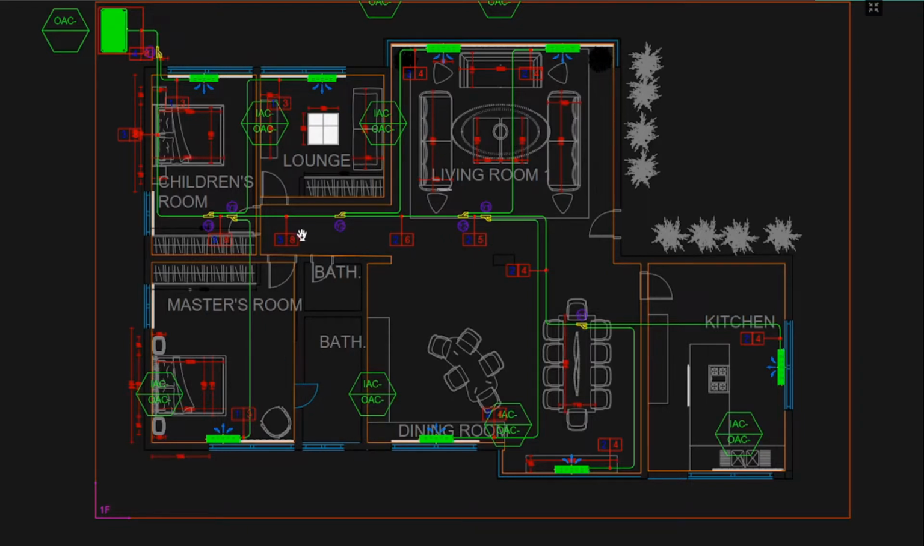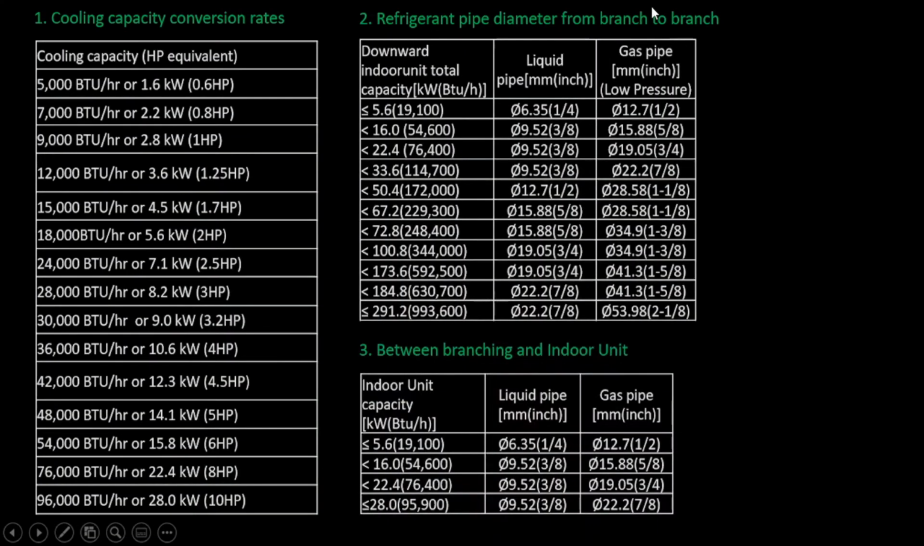I deliberately removed the equipment schedule so you cannot find the capacity of the indoor units and the outdoor units in this drawing, but you'll see them in the tree diagram that we're going to create later in this video. The tree diagram would show how the pipes are routed from the outdoor units to each of the indoor units.